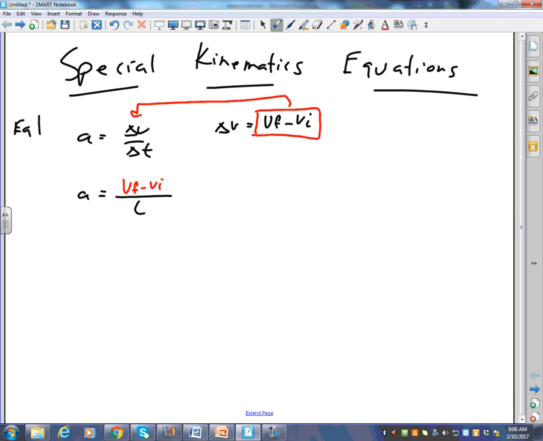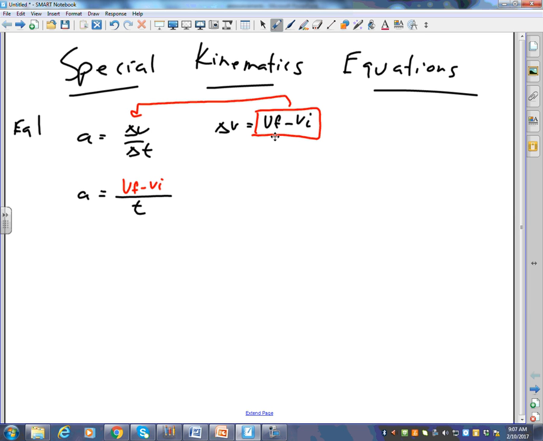I'm going to let the delta t just become t. Generally delta t means the change in time, but 99.9% of the time, what's the initial time reading? 0. Right? So it's just the amount of time that's elapsed, and most of the time that's the reading of the clock because the initial is 0.